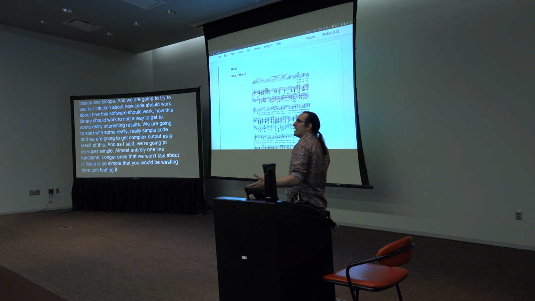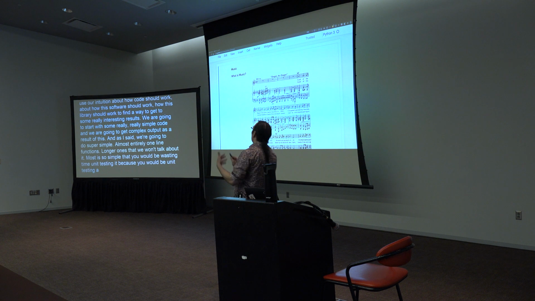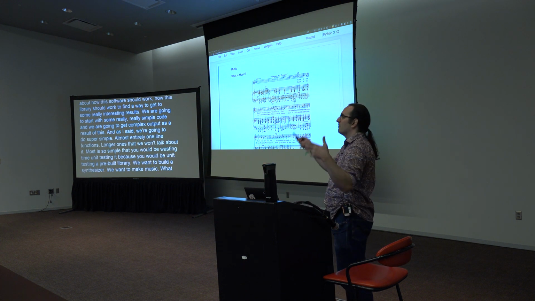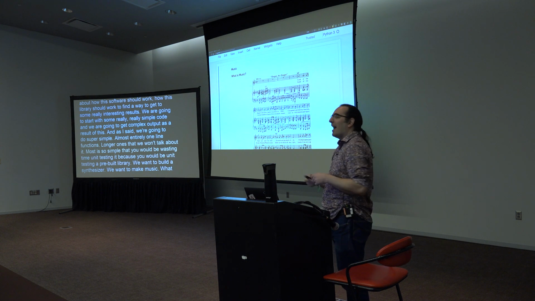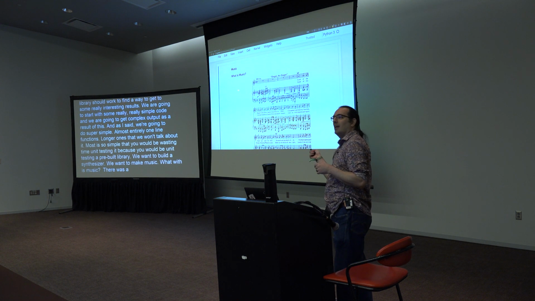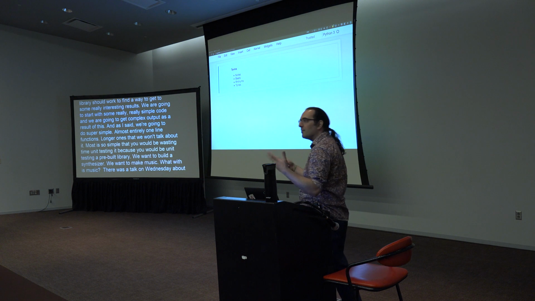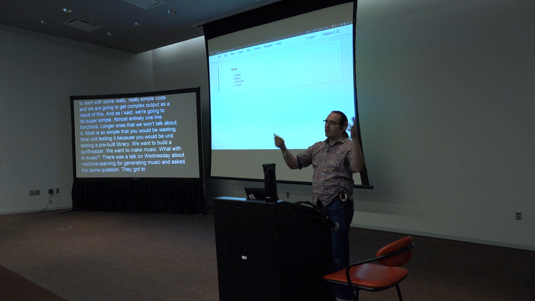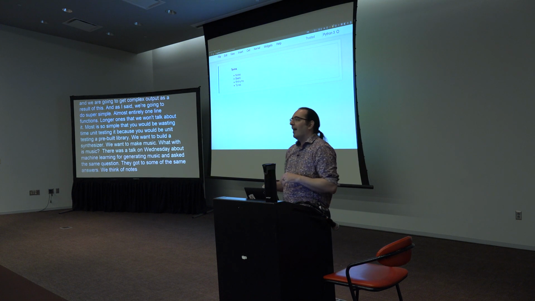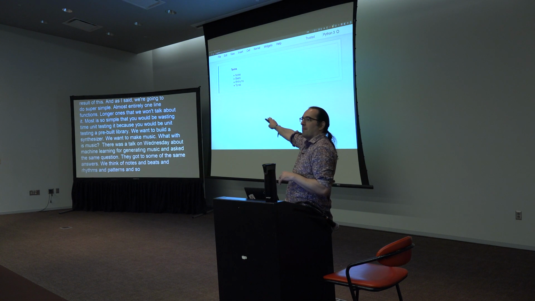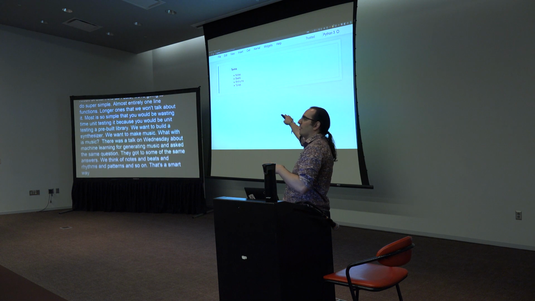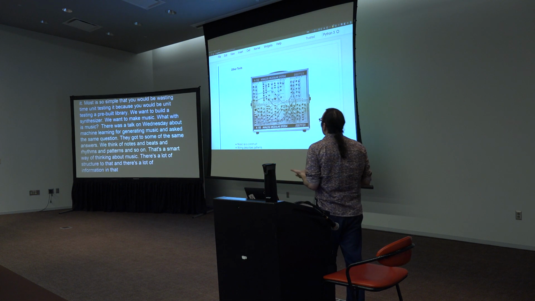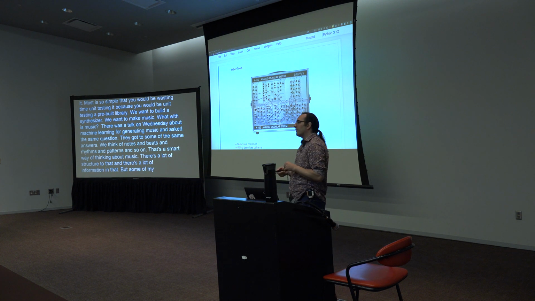We want to build a synthesizer, which means we want to make music. What is music? There was a talk on Wednesday about machine learning for generating music, and they asked the exact same question. And they got to some of the same sorts of answers. We often think about things like notes and beats and rhythms and patterns and so on. That's a smart way of thinking about music. There's a lot of structure to that, and there's a lot of information in that. But some of my actual experience goes in slightly different directions.